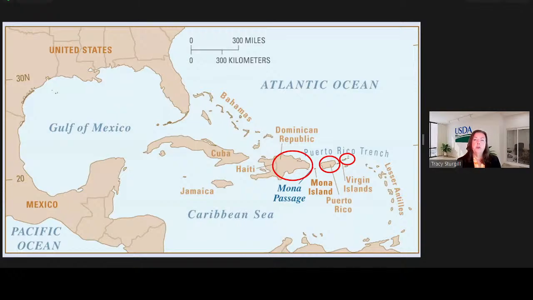So here's a larger view of the geographical location of both Puerto Rico and the U.S. Virgin Islands, especially as they relate to the Dominican Republic and Haiti and other islands within the Caribbean. And as you can see, both Puerto Rico and the U.S. Virgin Islands are at a higher risk for African swine fever incursion than the remainder of the United States due to their proximity to the DR and to Haiti, as well as due to the human movements of swine and pork products via the inter-island boat traffic.